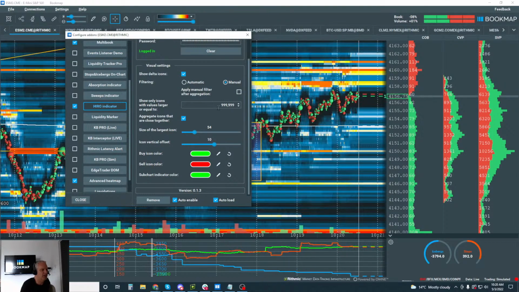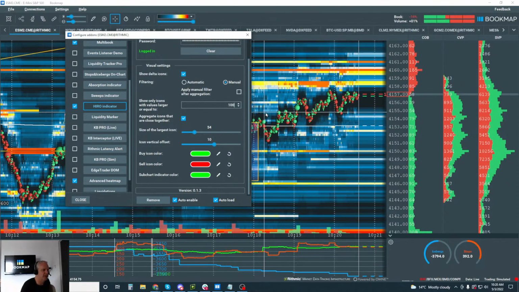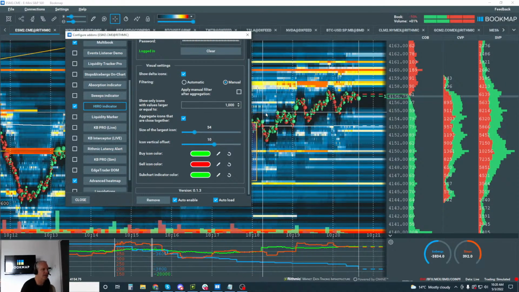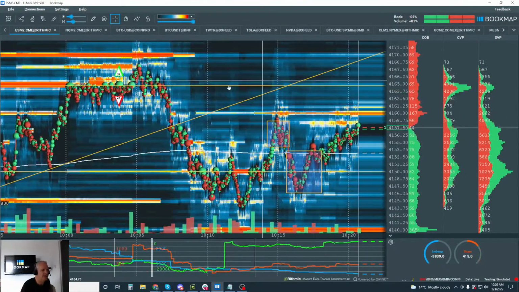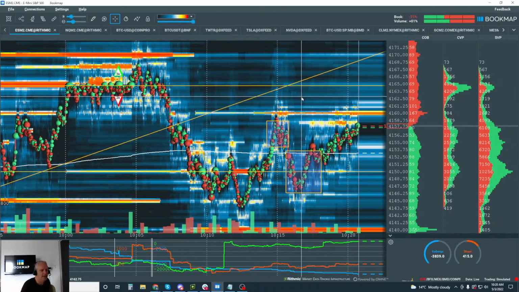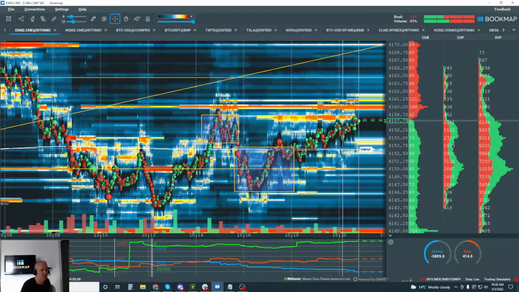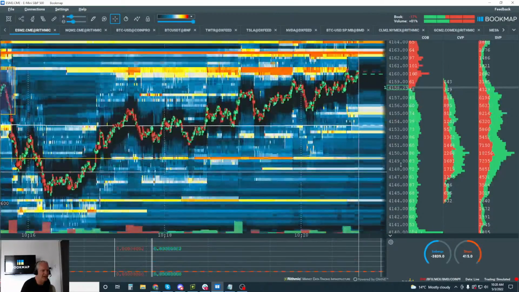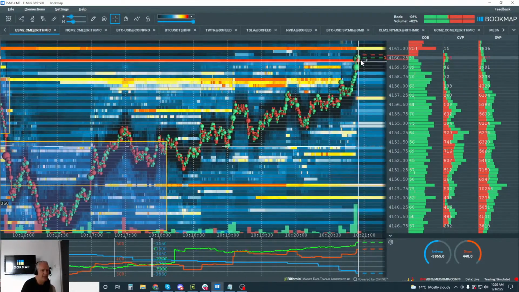Anyway, so here's how I've got this filtered on chart. Maybe we'll use 1,000. Okay, that's why it doesn't show. But yeah, we should see it now. Okay, and here's what we saw. We saw some buyers coming in, and it was right in here, and they did take control here.